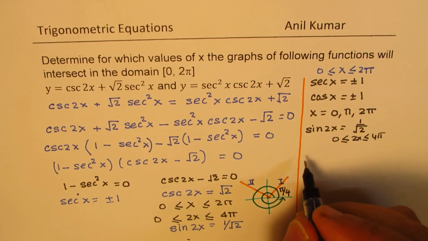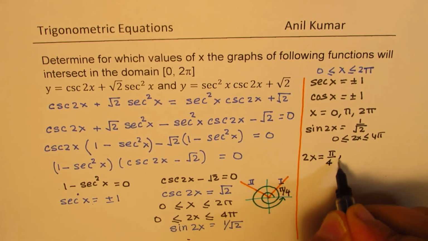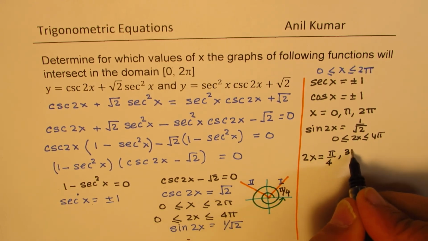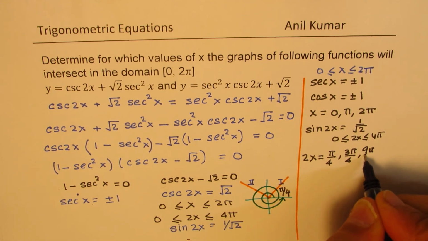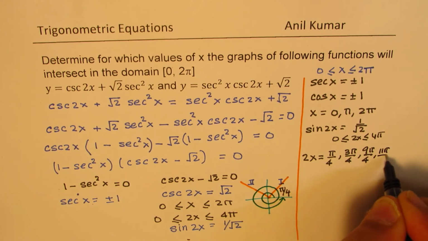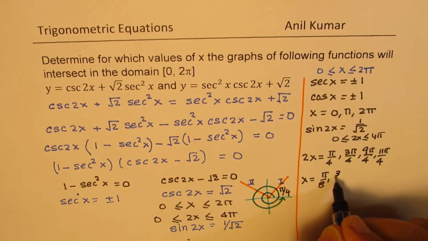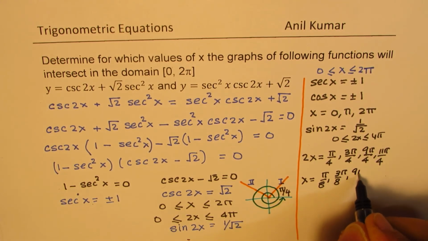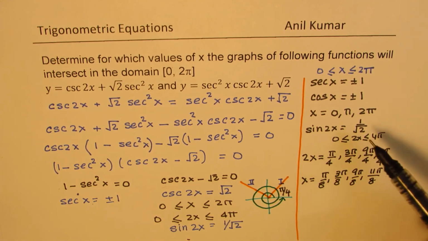So we get our solution as 2x equals pi by 4, and this is 3 pi by 4. So that is up to 2 pi. Then we have to go back again. The second time when it comes around, it is 9 pi by 4 and 11 pi by 4. Is that clear to you? So the value of x is going to be pi by 8, 3 pi by 8, 9 pi by 8 and 11 pi by 8. Do you see that? So all these are solutions for the given question.